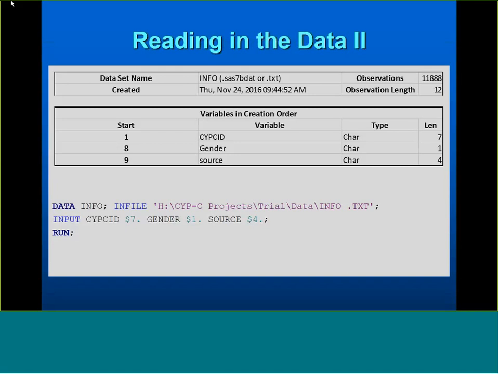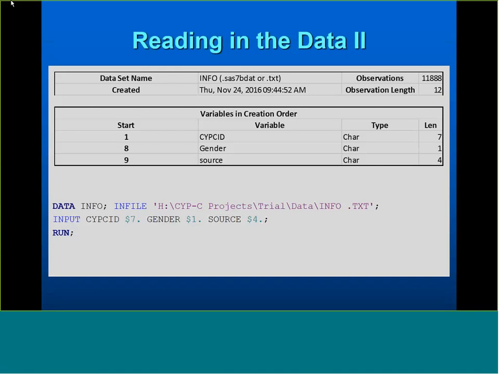And you'll notice that there's a semicolon after each set of commands that you execute in SAS. That tells it that that command is finished. So the semicolons and the locations of them are quite important as we go along. The second line then says input, and then you list the variables that you want to input. So I want to input the CYPC ID, the gender, and the source as outlined in the variables that are part of the contents of the data set.